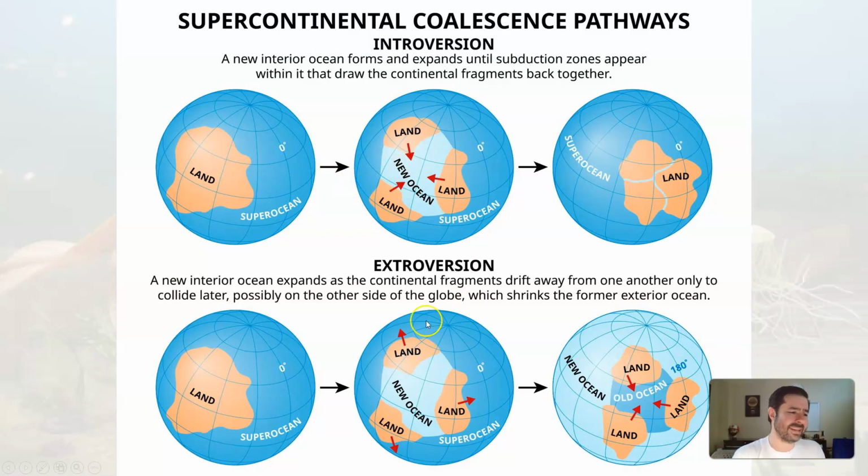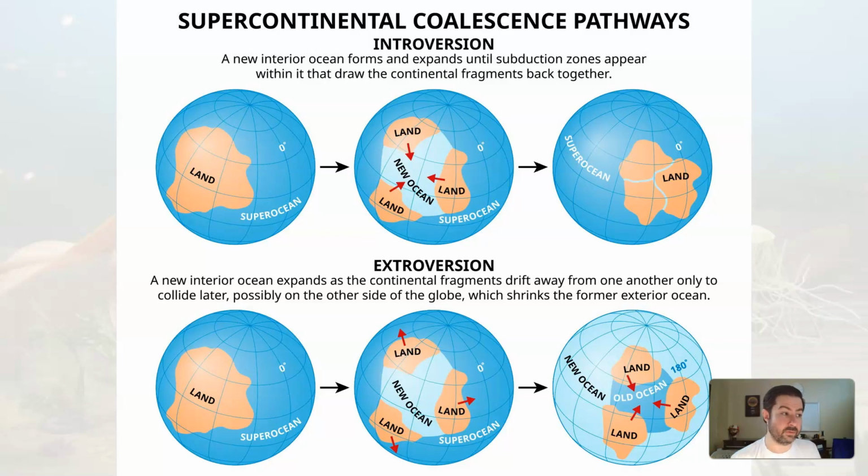Introversion. Extroversion is the opposite of that. So you have some landmass, they break up, new ocean basins are created, but instead of snapping back, they just keep on cruising until they meet on the other side of the Earth or somewhere else on Earth. And that's called extroversion. Imagine them exiting. Introversion, they're going back to where they came from. Extroversion, they're exiting and eventually colliding somewhere else. So that's what plate tectonics does.